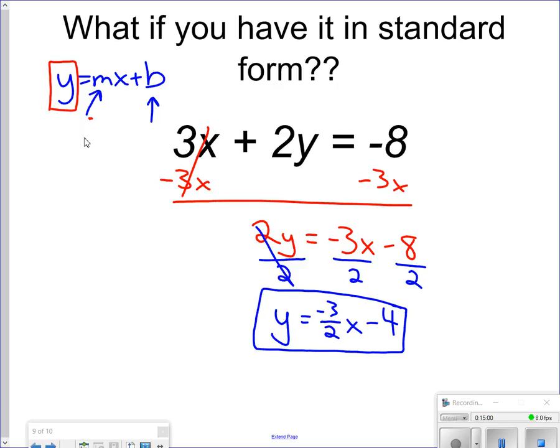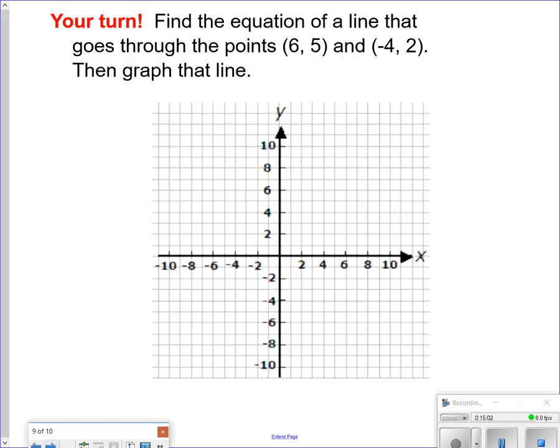All right. Well, guys, last one we are going to leave with you. It's your turn. I want you to find the equation of a line that goes through those 2 points and then graph that line. Check it, make sure your equation matches the line that you actually graphed, and see how it goes.